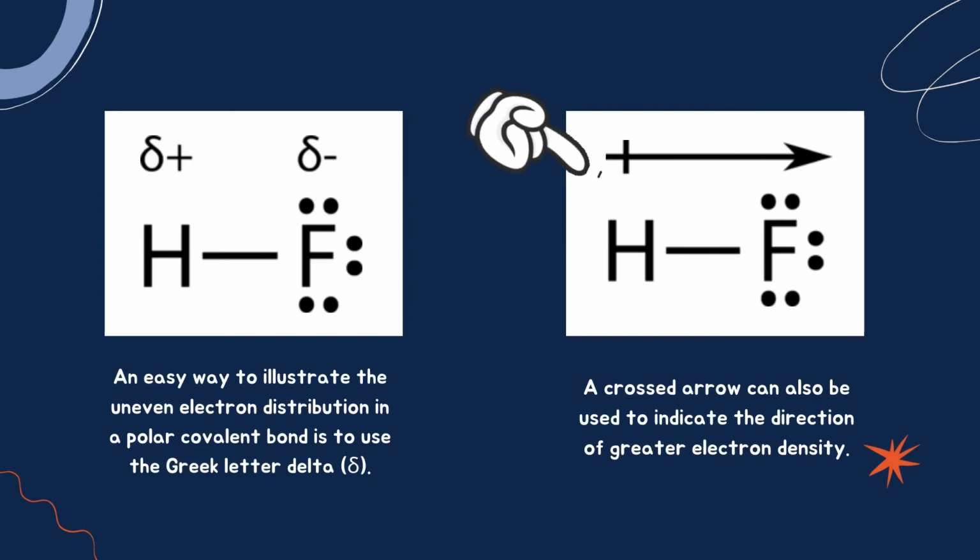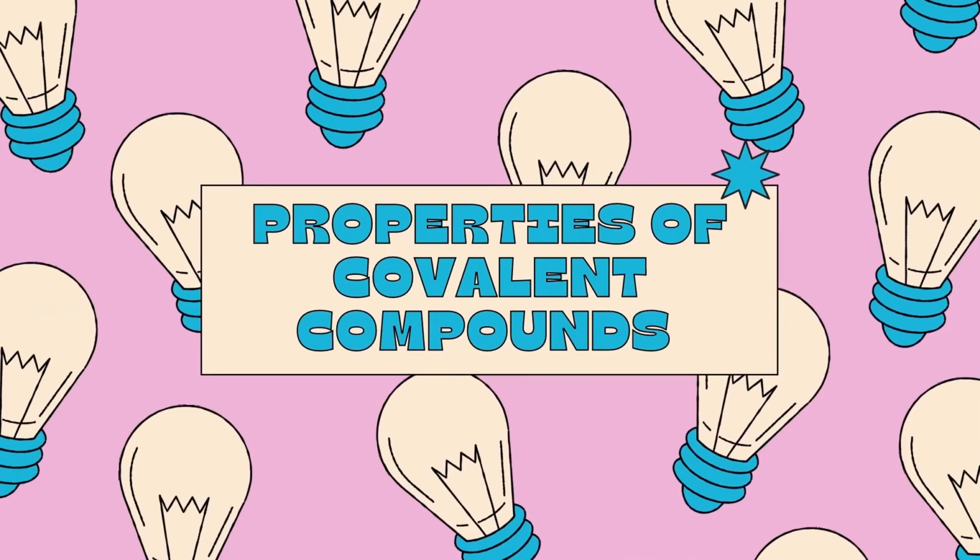That is it for the kinds of covalent bond, dear students. Okay, so we will now move on and learn the properties of covalent compounds. Mainly, the properties that we will discuss are polarity, electrical conductivity, and thermal conductivity.